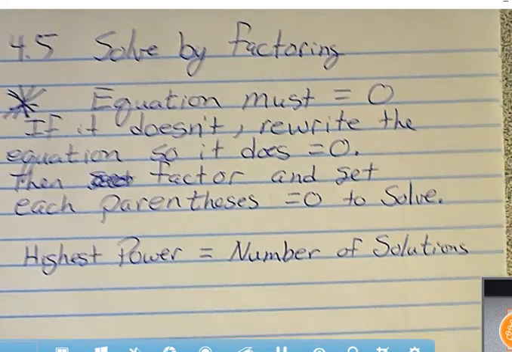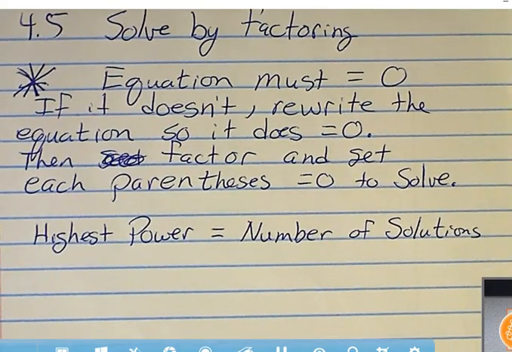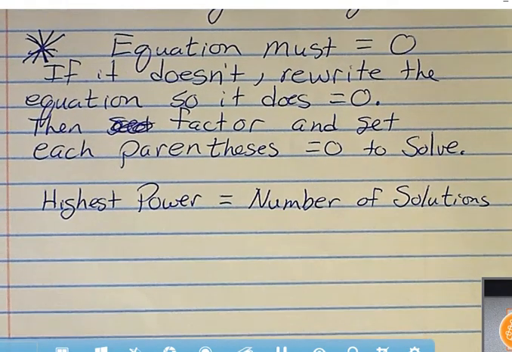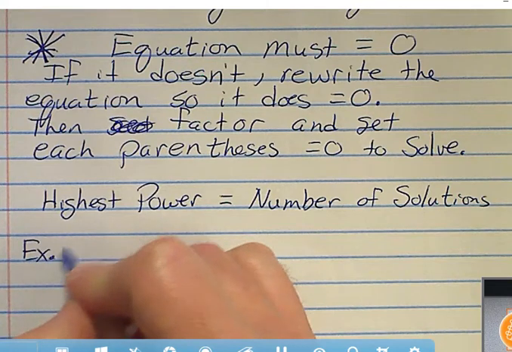So if we start off with a problem that's x to the third, that means we're going to have 3 solutions. Most of the ones we're going to start with are x to the second. So if we start off with x to the second, that means you're going to have 2 solutions.